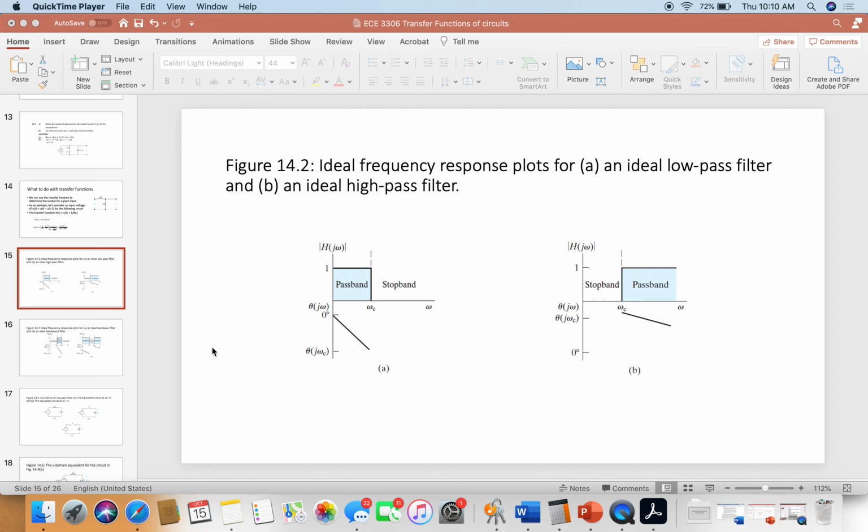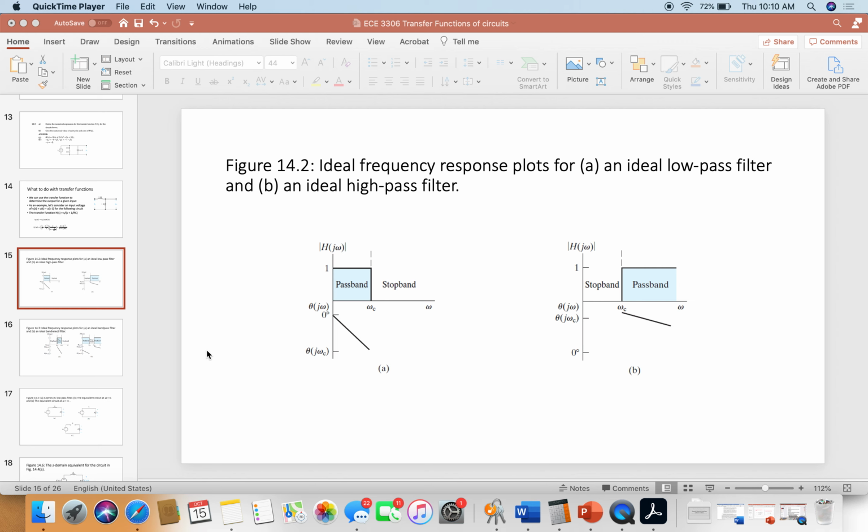Now, one of the main applications of looking at the frequency response of a circuit is to think about filters and use Laplace to analyze filters through the transfer function. So remember, the transfer function is the ratio of output voltage over input voltage. Now, what does a filter circuit actually do? It selects certain frequency ranges of your signal to pass through, and it blocks other frequency ranges.